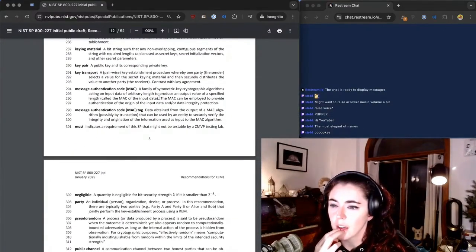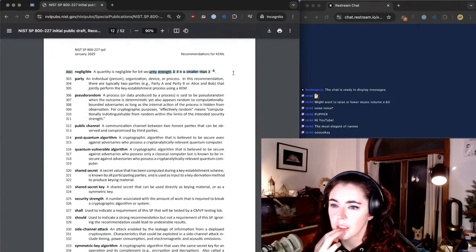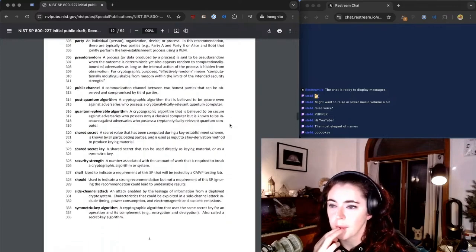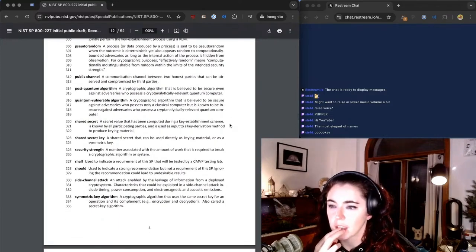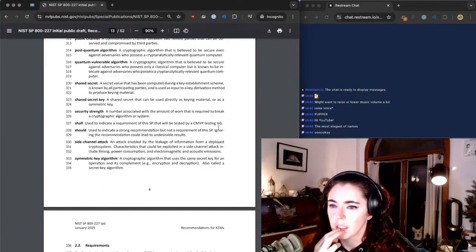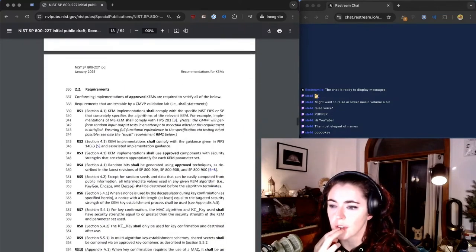Authentication of the origin of the input data. Yes, I can. Must. Talk about that. Negligible, relative to the security factor lambda. Party. Pseudo-random. Public channel. Secret. Shared secret. Key. Sure. Strength, shall, should, side channel, symmetric key.